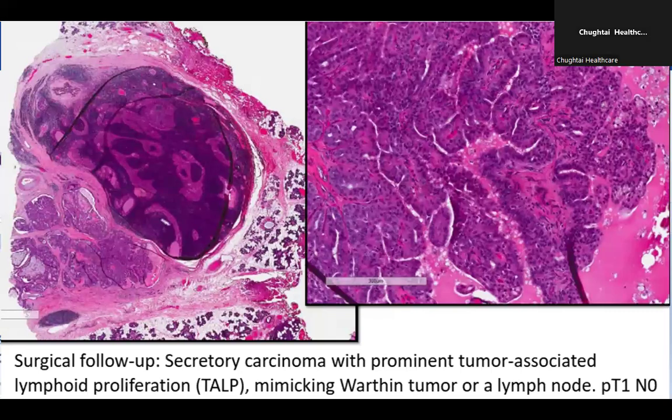And this was the follow-up resection of the same patient, and it was signed out as secretory carcinoma with prominent tumor-associated lymphoid proliferation, and the lymphoid background mimics Warthin tumor or a lymph node.